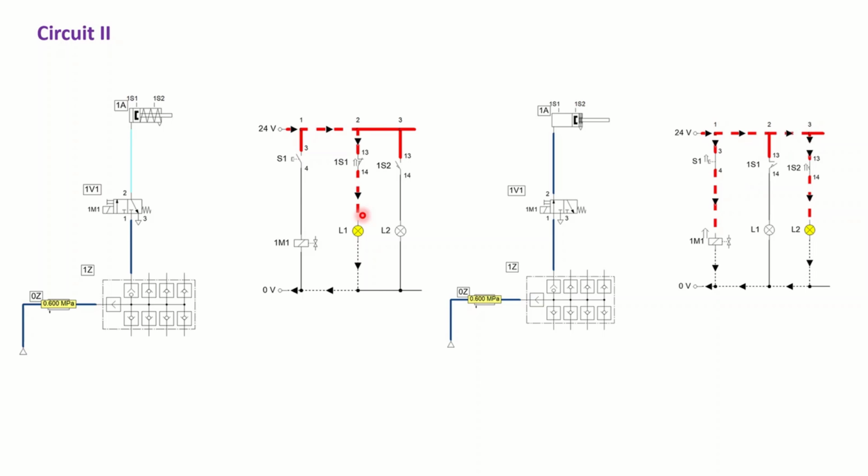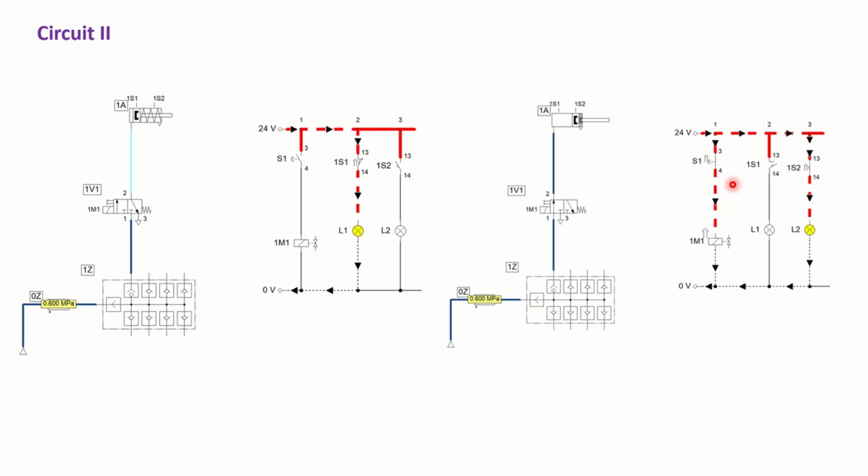Now, if we push this S1, as you see here, current can pass and it reaches 1M1. 1M1 is energized, and this is shifted to the second position. Air will pass and get inside this cylinder, and the piston moves towards the fully advanced position. Now we are in the fully advanced position, and 1S2 is in on condition.